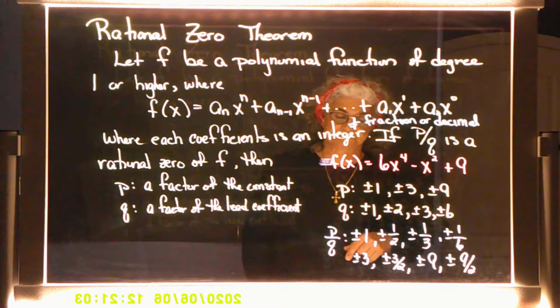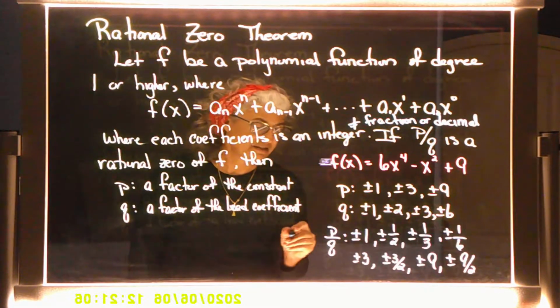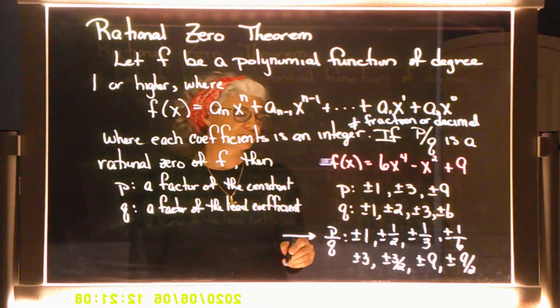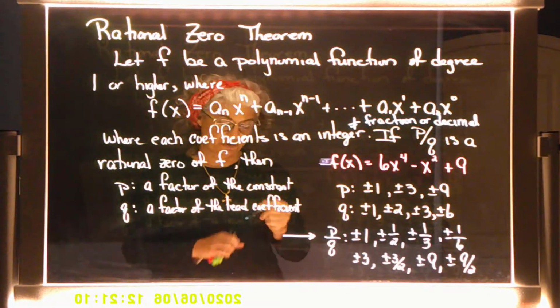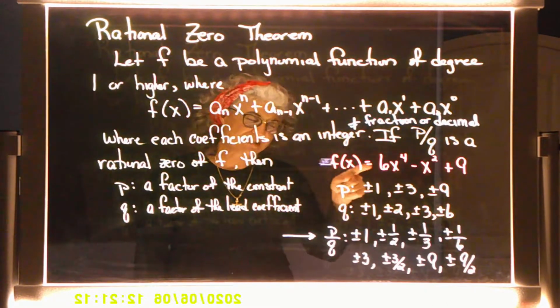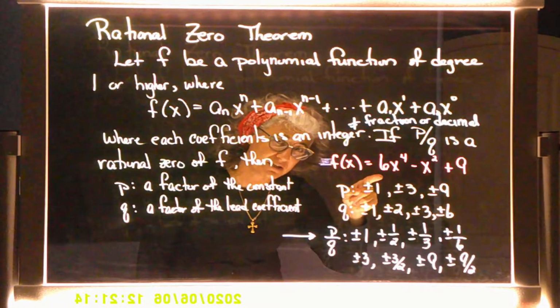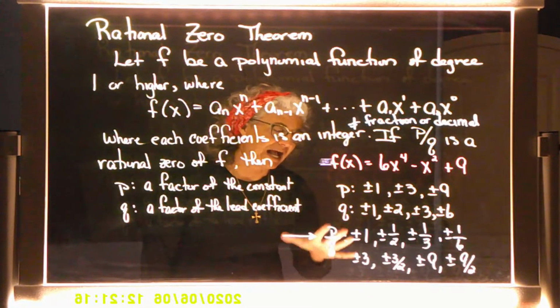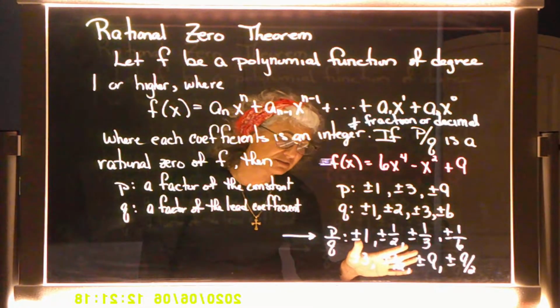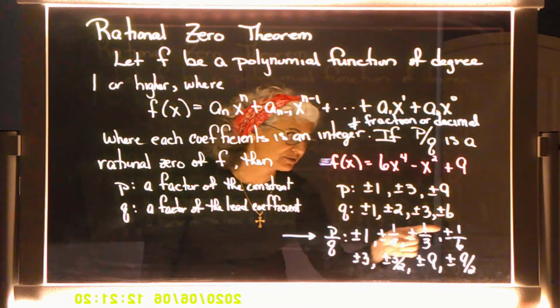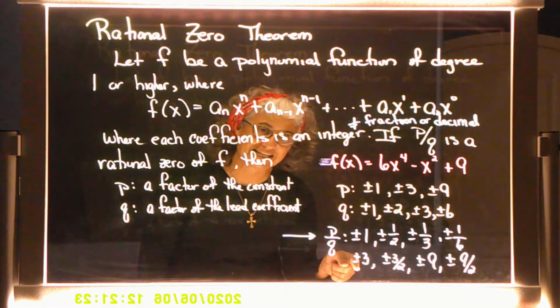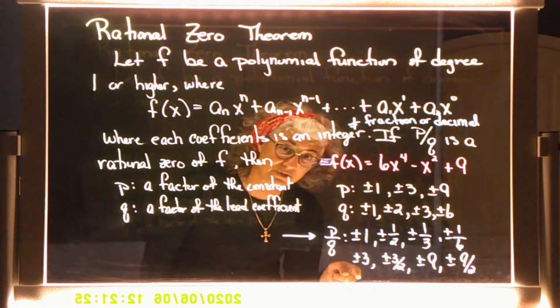So here's the deal. These are my possible solutions for this fourth degree polynomial. How many solutions am I supposed to have for this fourth degree? 4 of them. How many possible ones do you have? Let's see, 1, 2, 3, 4, 5, 6, 7, 8. Not 8, they're plus and minus.